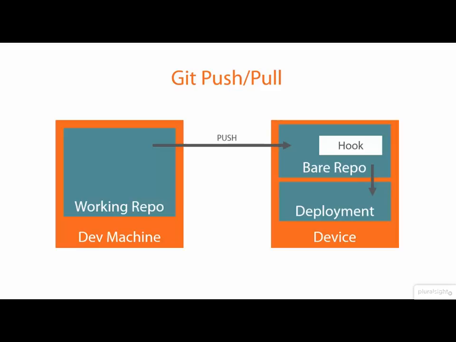But then a bare repository doesn't contain the working files like a regular repository does. So to make this work, you'll have to create a hook on the device that fires whenever some code is pushed to the repository on the device and copies the files out to the deployment location.